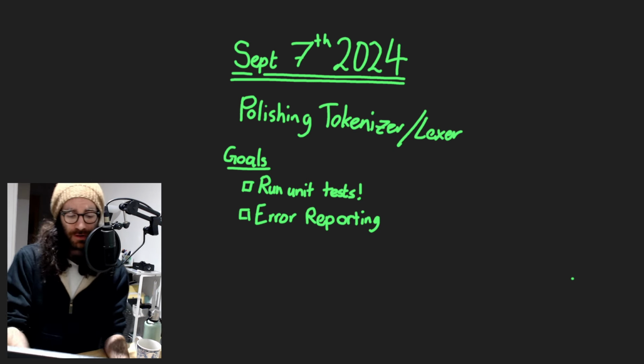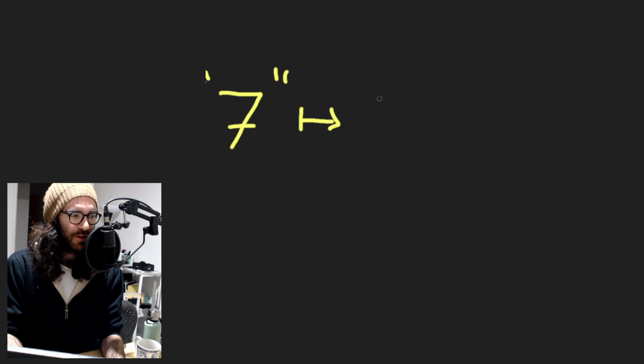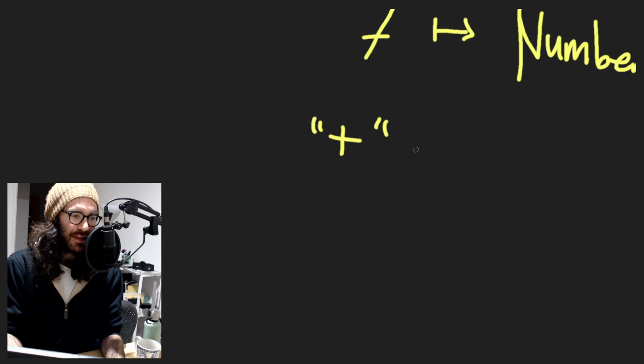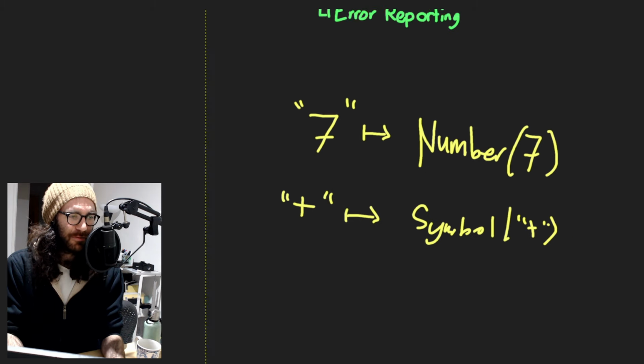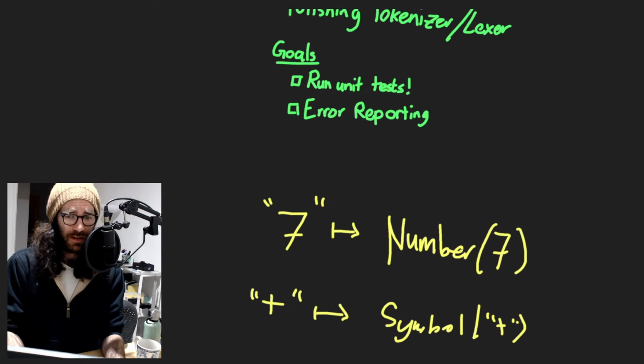Off camera I've done a bit of work on a Lexer, which is really cool. So now I don't just have a token. If you have the number 7, for example, as a token, this is the string 7. But once you lex it, you turn it into a number that is 7. You turn plus into a symbol that is plus. You annotate these things with some type information, and in the case of numbers, convert them into actual numerical values from a string.